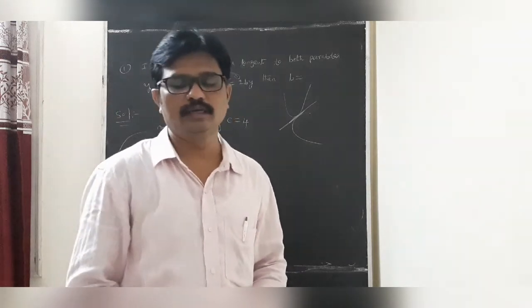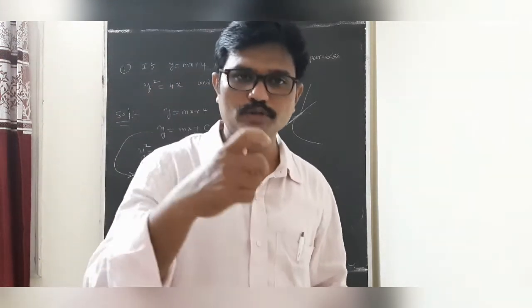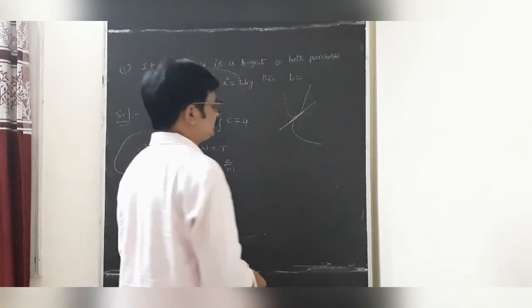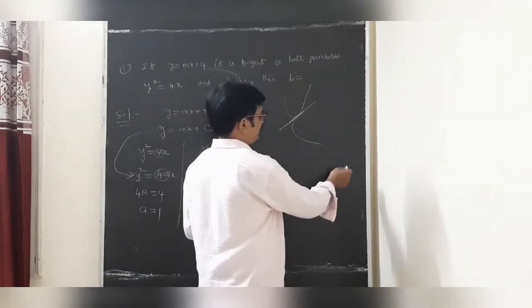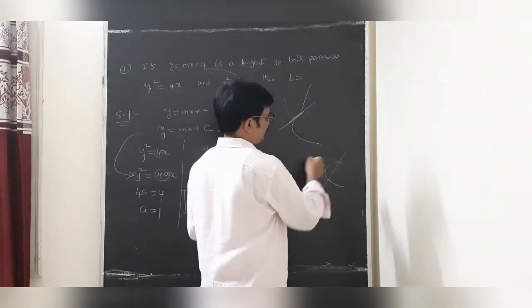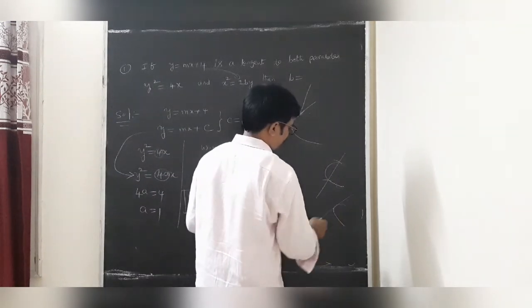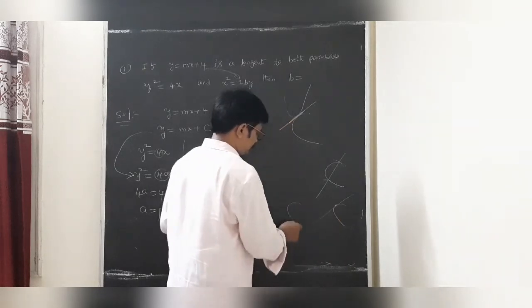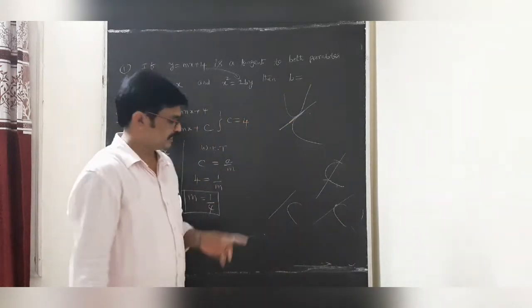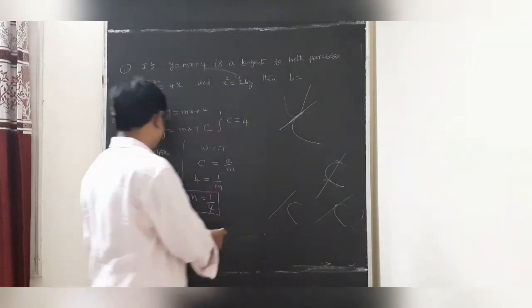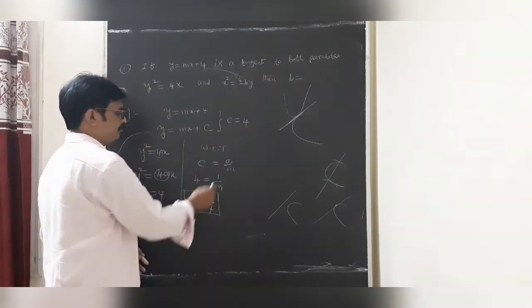Dear students, we have to know the position of the line. Suppose you are taking the parabola here: the line may intersect the parabola in two distinct points, touch the parabola at one and only one point, or neither touch nor meet it. In this case, if you know the formula c equal to a by m, no problem.